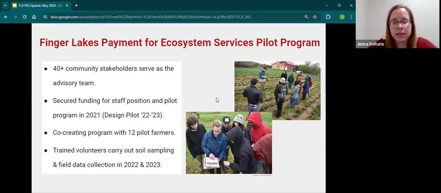And since then, we've now expanded to have 12 pilot farmers in the program. We're really excited that it has now expanded outside of Tompkins County as well. We now work in 3 other surrounding counties with farms there, continuing to focus on smaller farms as well as farms owned by farmers of color and beginning farmers.